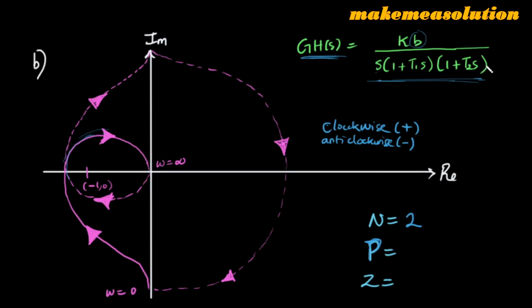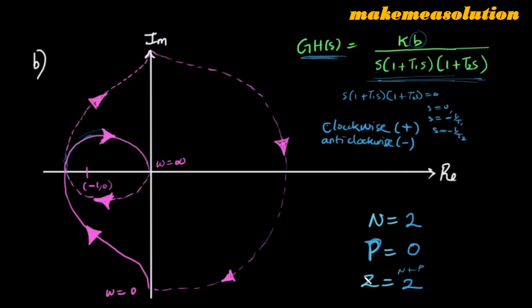If you solve for the open loop poles by equating the denominator to 0, S(1 + T1S)(1 + T2S) equal to 0, you get S is equal to 0, S is equal to minus 1 over T1, and S is equal to minus 1 over T2. So there are no open loop poles that are positive, or in other words, occurring on the right hand side. So the value of P is equal to 0. So at the end of the day, Z is equal to N plus P. So that's 2 plus 0, and that's 2.